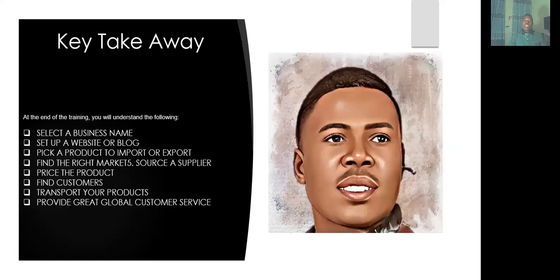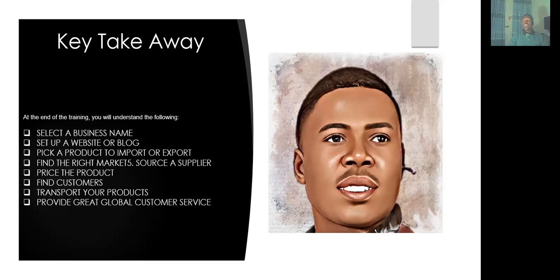Number one, select a business name or a company name and get it registered with the Corporate Affairs Commission. We also do the company registration for those in the program at a very subsidized rate. And two, set up your business website or your blog. We also handle these registrations for people. And three, a product niche to export. Select a niche where you want to focus. What do you want to focus on?